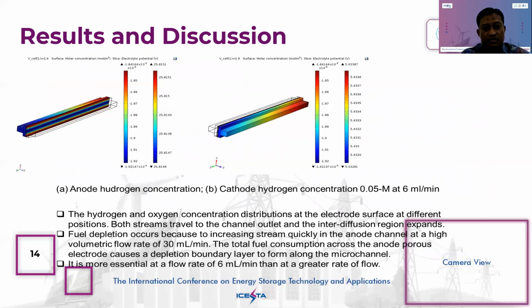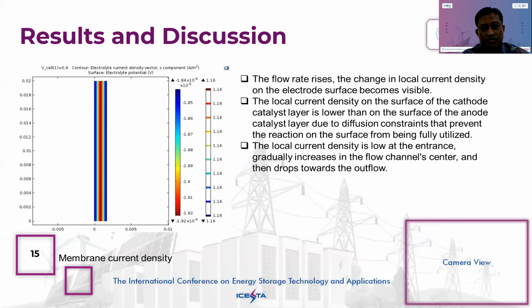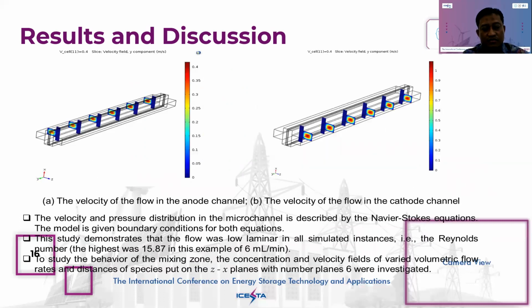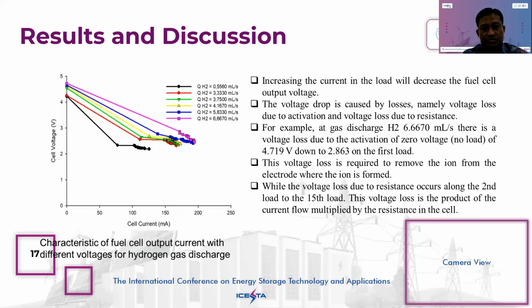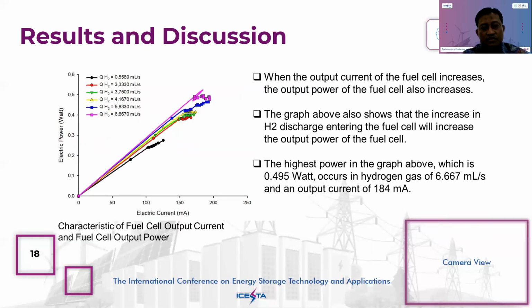This is the simulation modeling for the anode hydrogen concentration and cathode hydrogen concentration, and for the result discussion, this is the membrane current density modeling, and this is the simulation modeling of the velocity of the flow rate and channel velocity flow in the cathode channel. This is the characteristic of the cell output current with different voltage and hydrogen gas discharge. And this is the characteristic of fuel cell output current and output power.